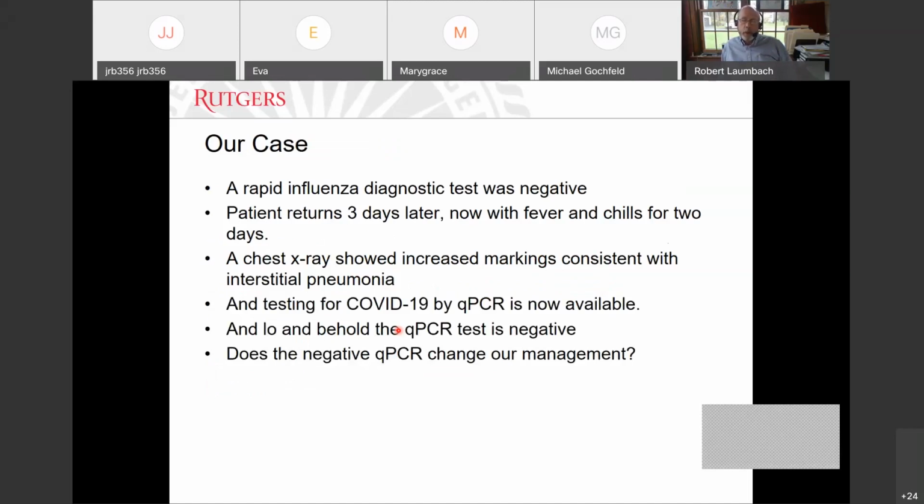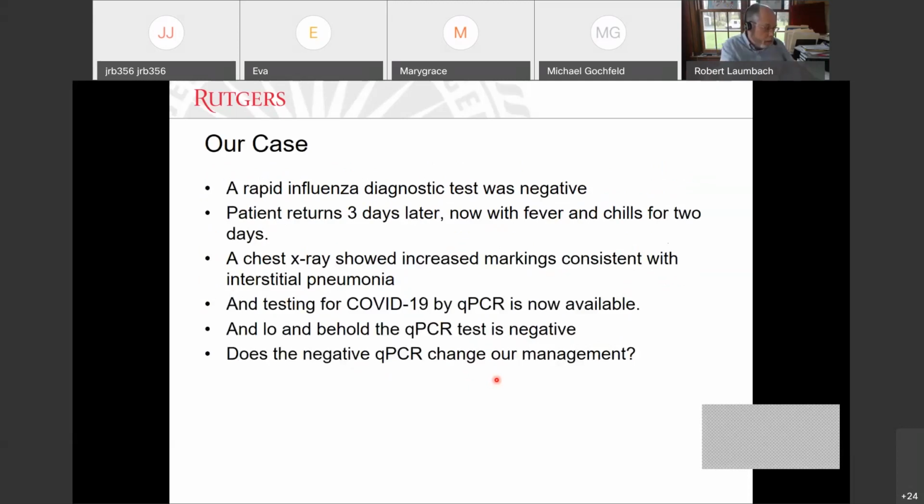The patient returns 3 days later, now with a fever and chills for 2 days. A chest X-ray shows increased markings consistent with interstitial pneumonia. And testing for COVID-19 by qPCR is now available, and you do that test, and lo and behold, the test is negative. So how does that affect your management?